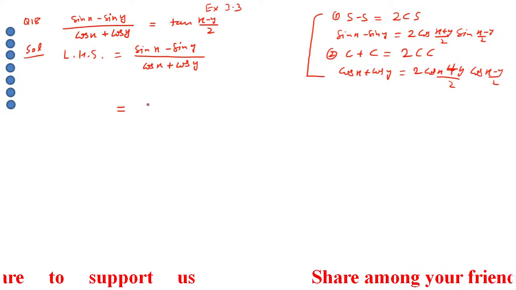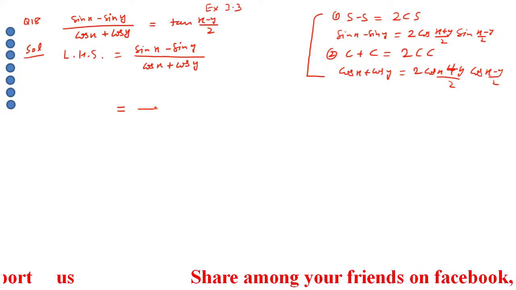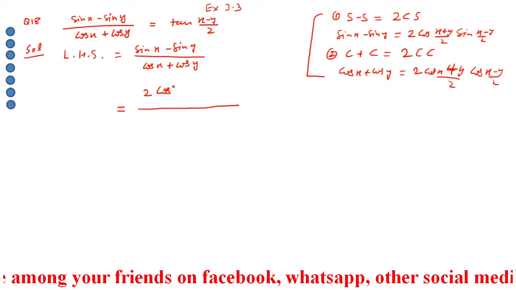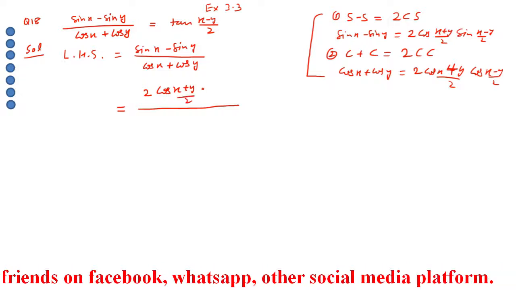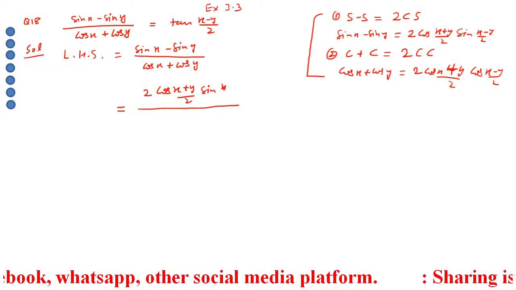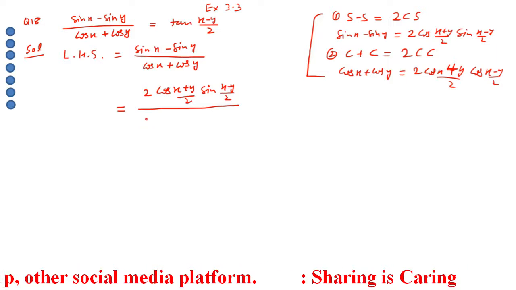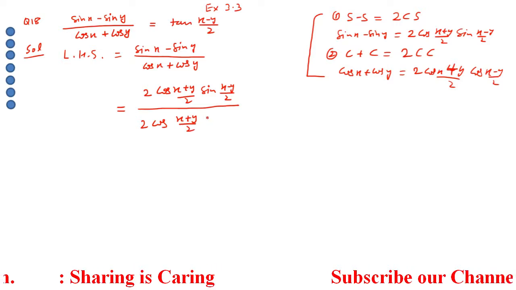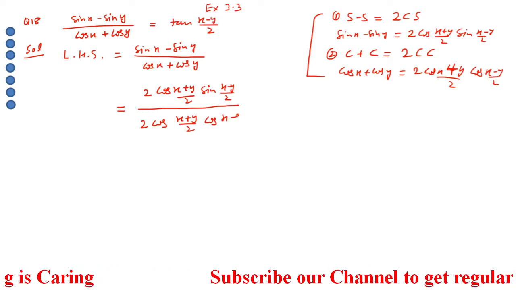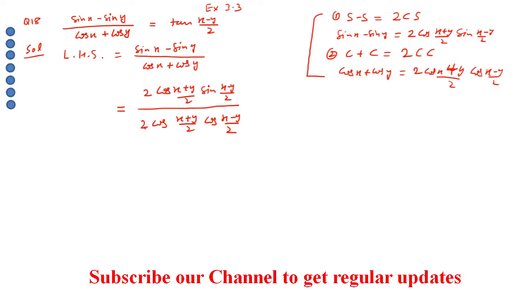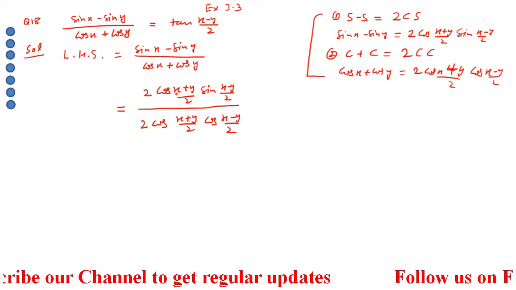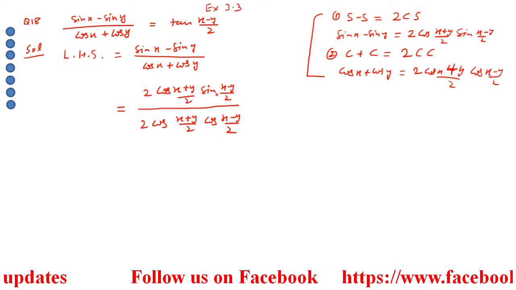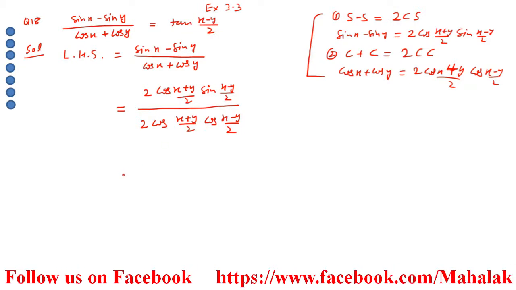So when we use the formula here, it's going to be 2 cos sum of angles, that is x plus y upon 2, then sine difference of angles, that is x minus y upon 2, and down 2 cos sum of angles, so x plus y upon 2, then cos difference of angles, so x minus y upon 2. Now here we will find that 2 will cancel each other, cos x plus y upon 2 and this cos x plus y upon 2 also will cancel each other. So we remain with the last term, that is sine and cos.